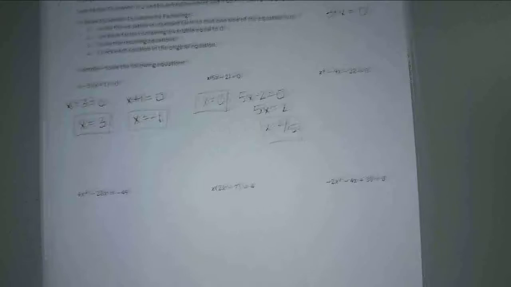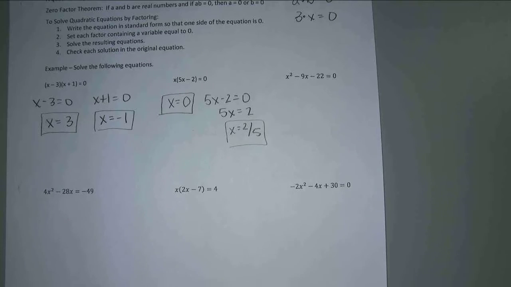All right, so let's look at this guy. He's almost in the right form. Notice everything is over to the one side equal to 0. It's just not factored. But guess what we know to do? We know how to factor. That's what we learned the first week of school.